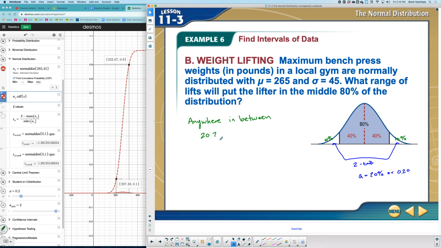207 and let's say 322 pounds. You might say, why did you not round up? I could have, but I'm really wanting in between, and since I'm treating it as a whole number, we'll put the lifter in the middle 80%.